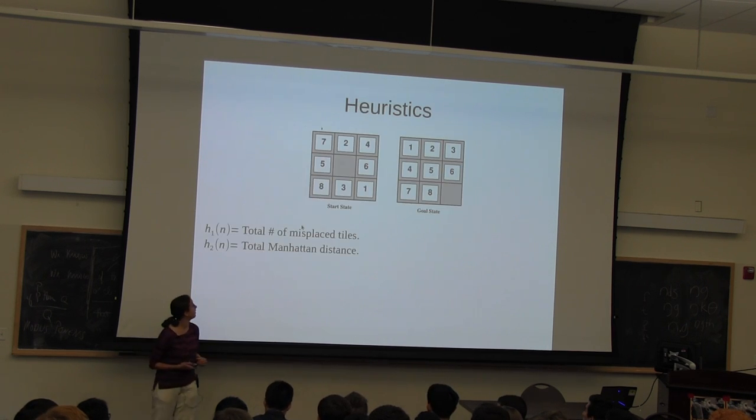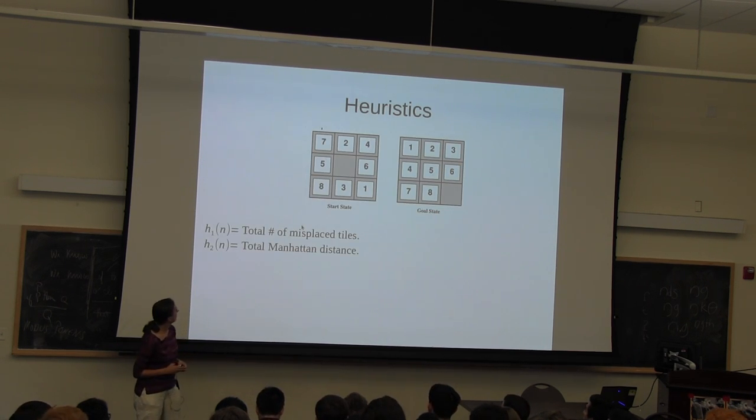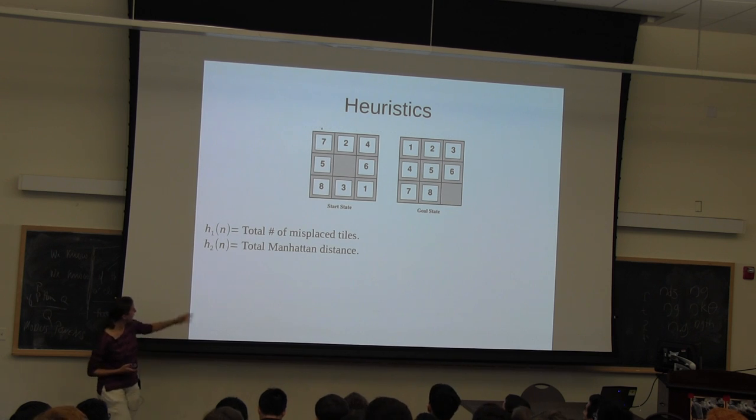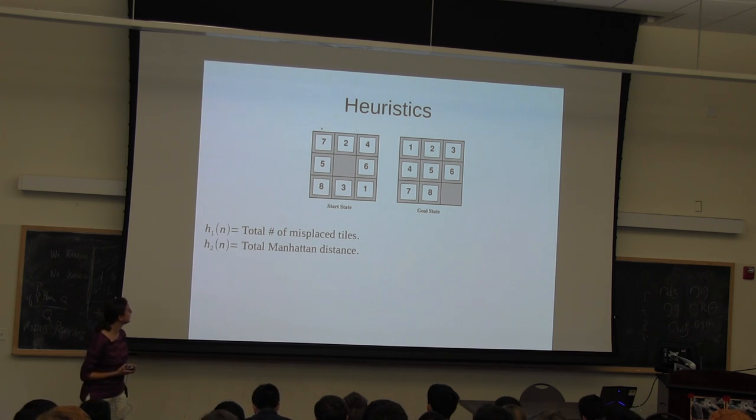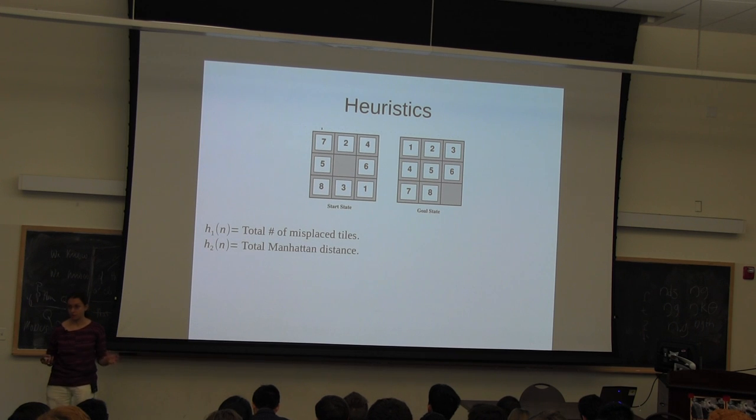Okay. So here is our 8 puzzle again. And we sort of talked about these two examples last time. So the total number of misplaced tiles and the total Manhattan distance. Are these admissible heuristics or not? Yeah, we did it last time, right?